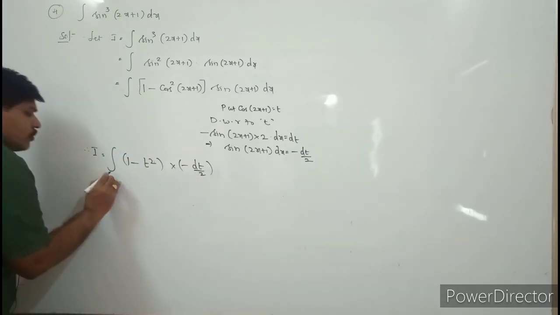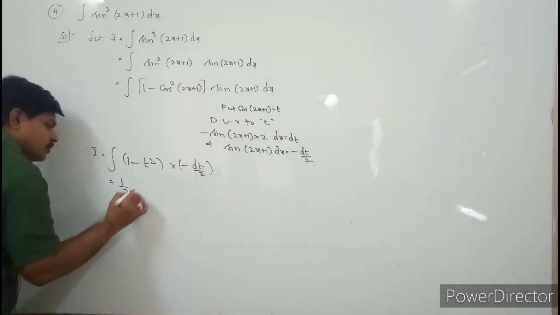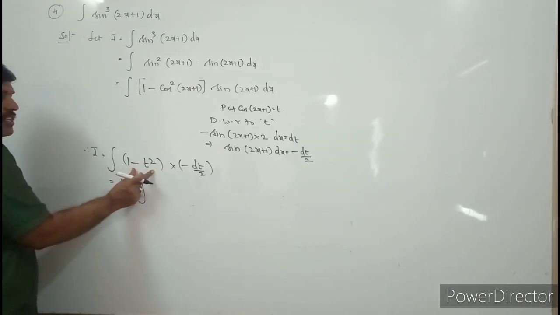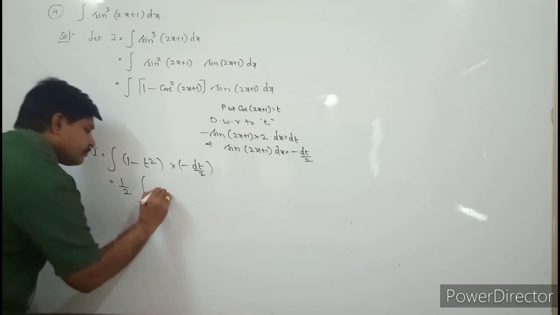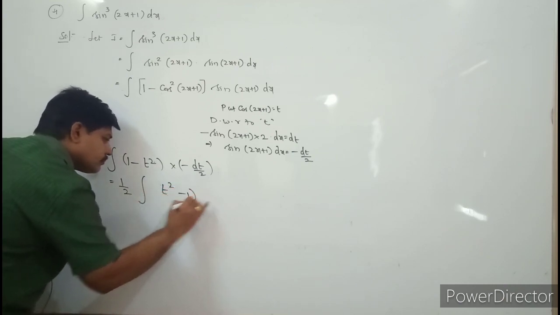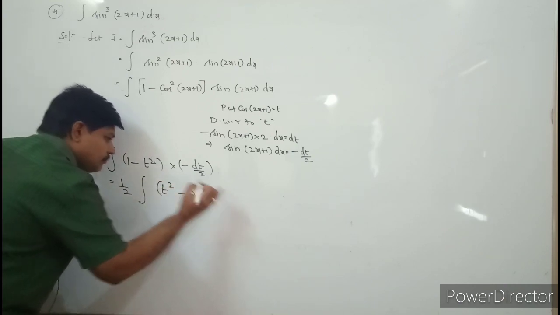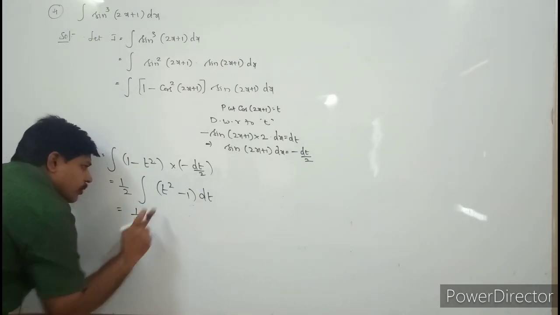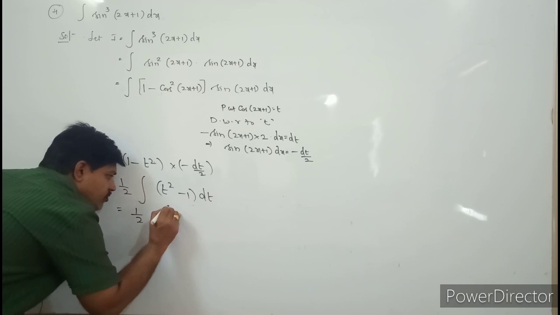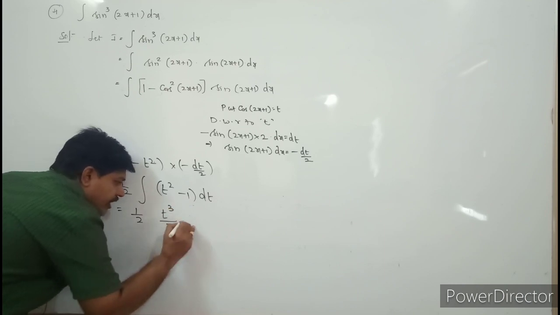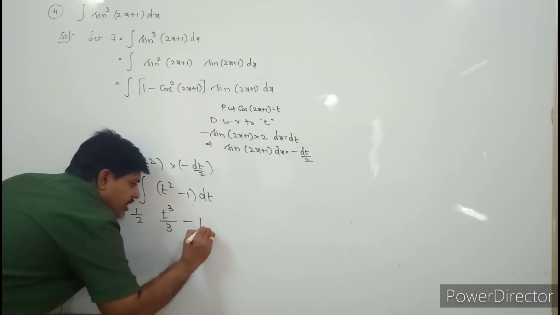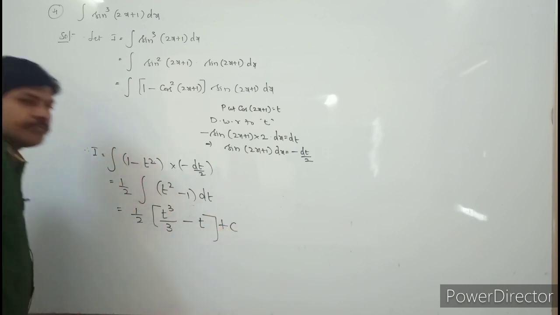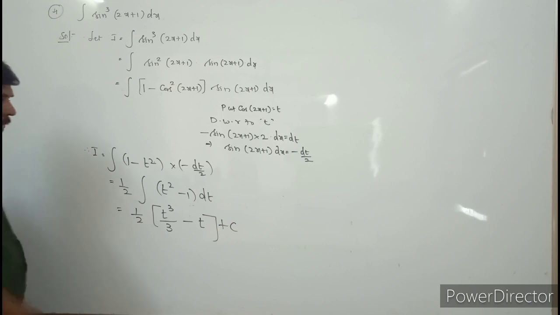Take this minus out, it will become 1 by 2 integral of, if you can apply the minus here, 1 minus t square will become t square minus 1. So that is equal to 1 by 2 into integral of t square. Integral of t square is t cube by 3 minus integral of 1 is t plus c. See that, students?